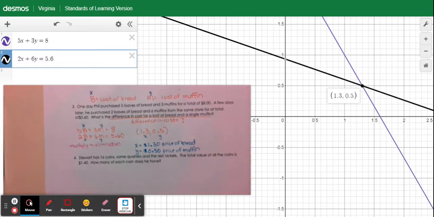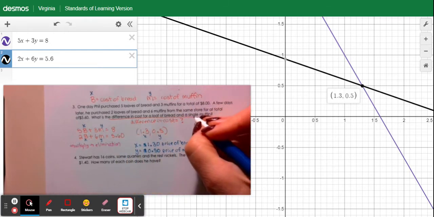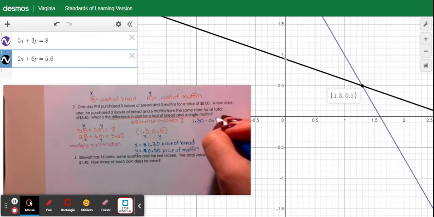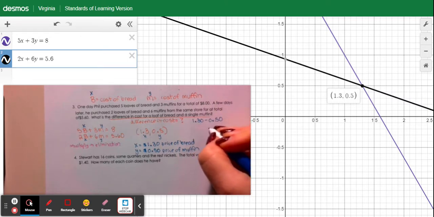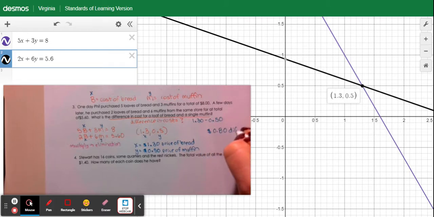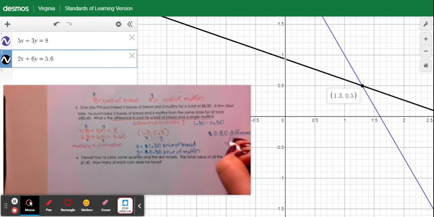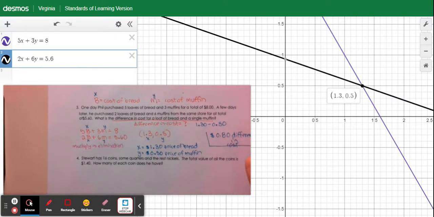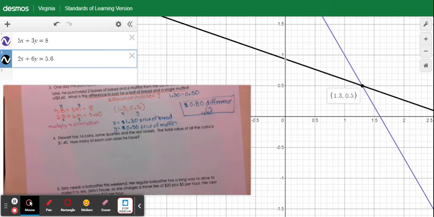So now I've got my answer or the solution to this system, but I need an answer, which is the difference. So I'm going to take $1.30 and subtract 50 cents. And the difference is 80 cents difference in cost. And that is the answer to this question.